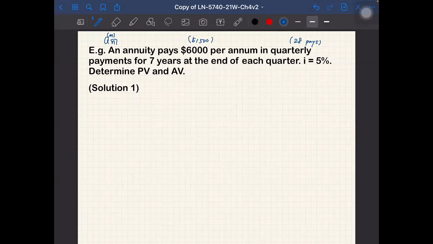Suppose that i is equal to 5%. This is the annual rate. So determine the present value and accumulated value of the annuity.